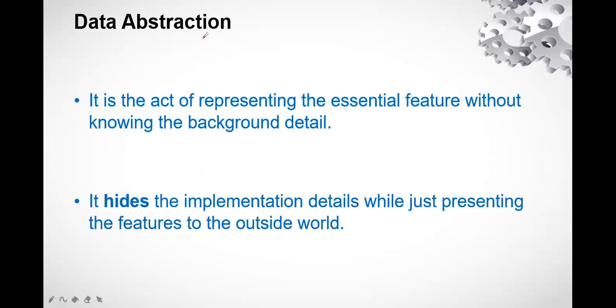First of all we need to understand what it is. Whenever we are representing an essential feature without giving the background knowledge of that, that particular act is called data abstraction. That is the definition for abstraction. That is, it is the act of representing the essential feature without knowing the background detail. That is the main point. Without knowing the background detail means we are hiding this particular background detail. We are not showing this background detail.